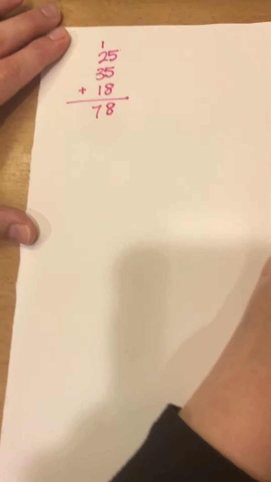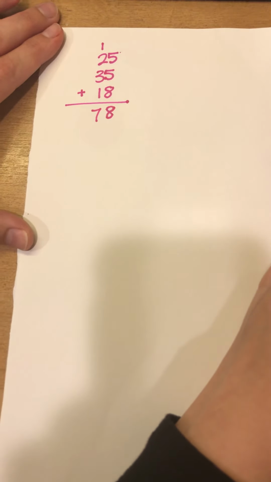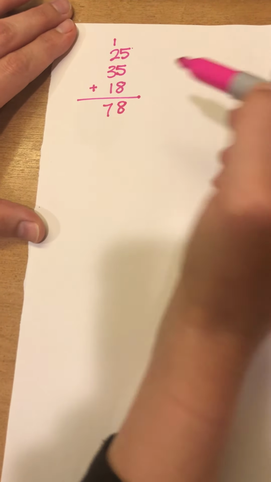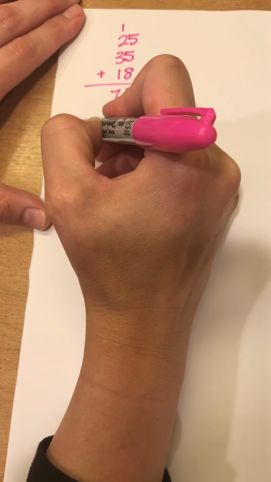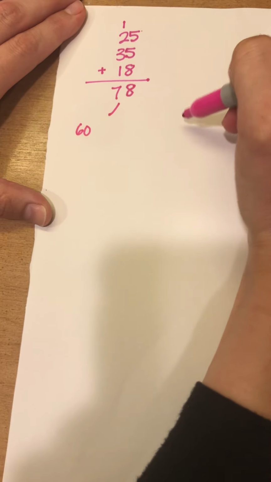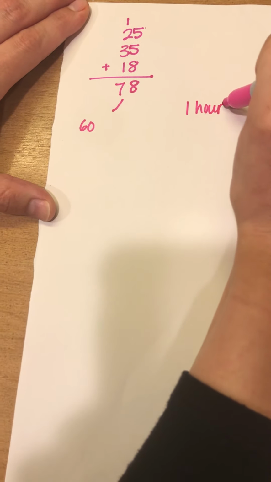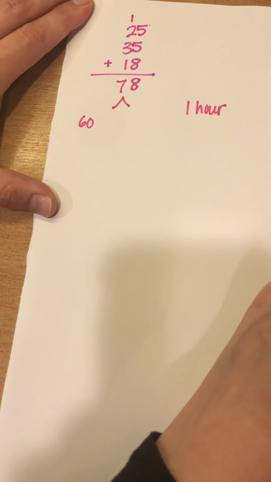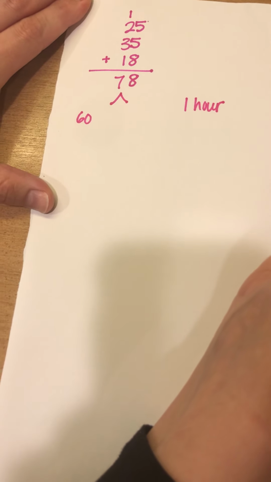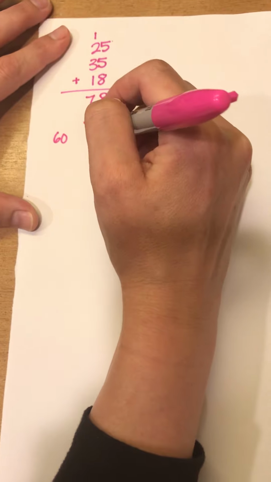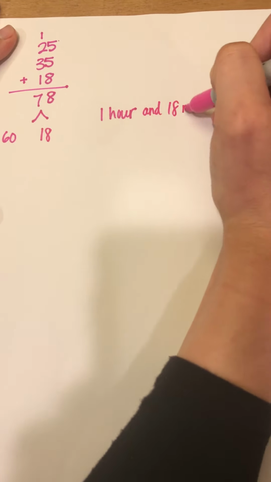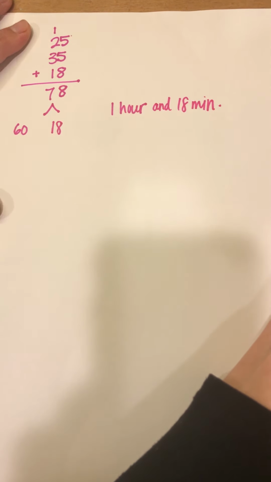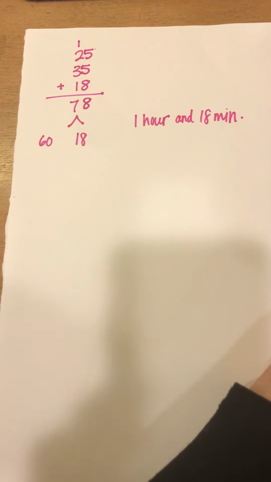Now remember from last week, we converted 78 minutes into hours and minutes. So 60 minutes gives us 1 hour. So 60 minutes can be used to turn into 1 hour. And then the remaining amount of time from that, 78 minus 60, I can do that mentally, is 18 minutes. So 1 hour and 18 minutes is what he spent preparing for lunch, eating his lunch, and cleaning up the dishes.